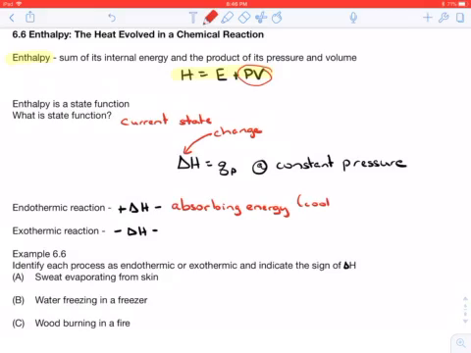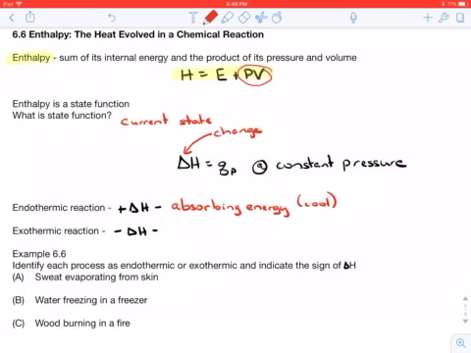These are ones that feel cool to the touch, right? When you touch it, it feels cool. An example of this is those instant ice packs. You break them open, the chemicals mix, and you have an endothermic reaction. So it is absorbing energy or absorbing heat, depending on how you want to define it.